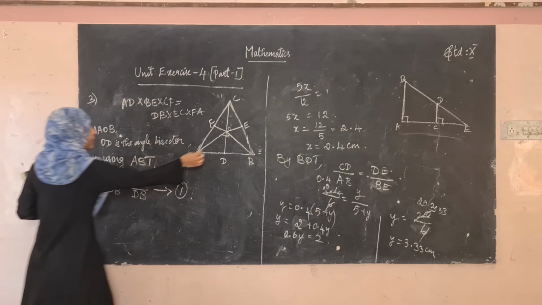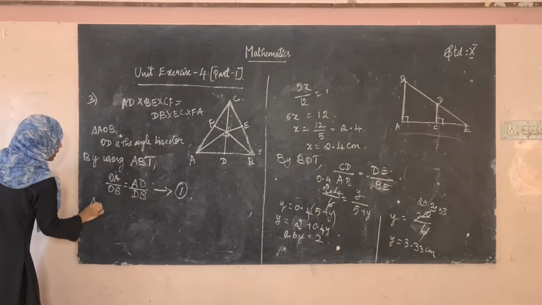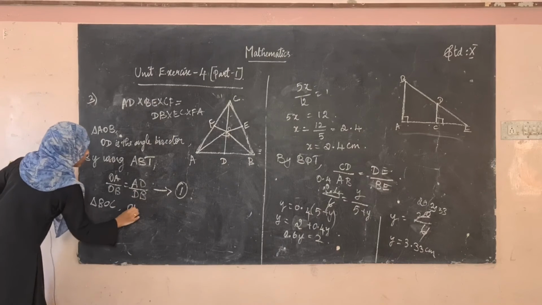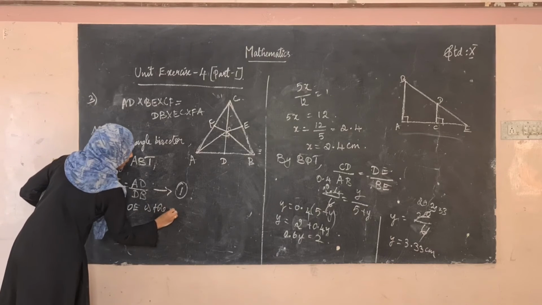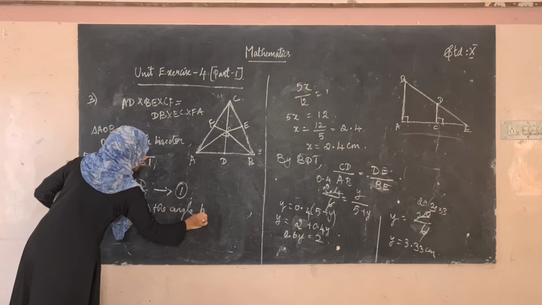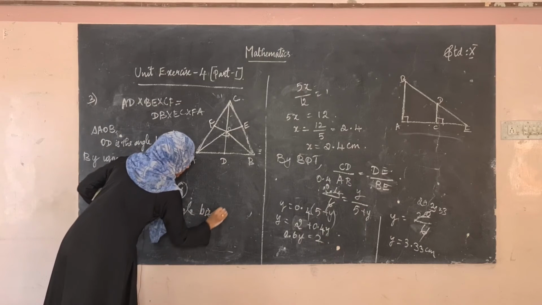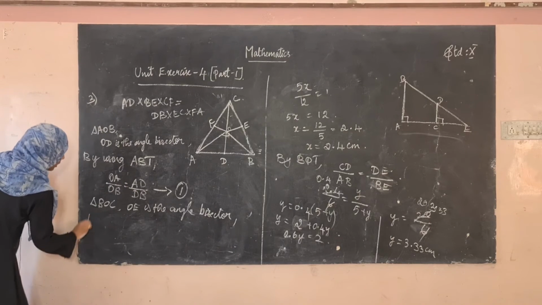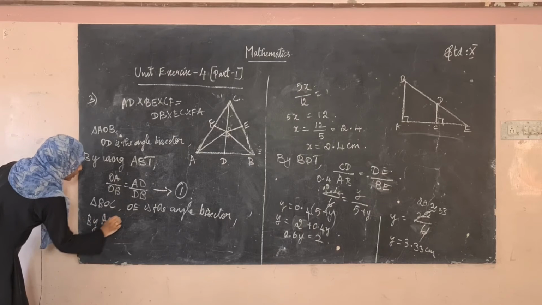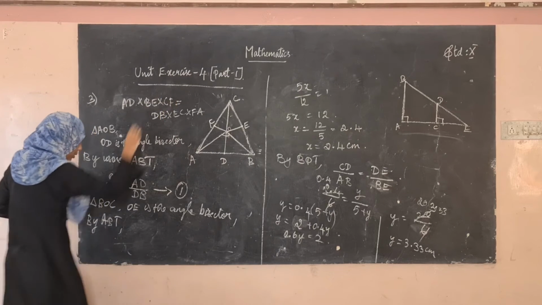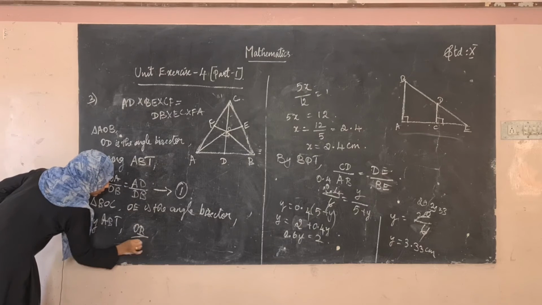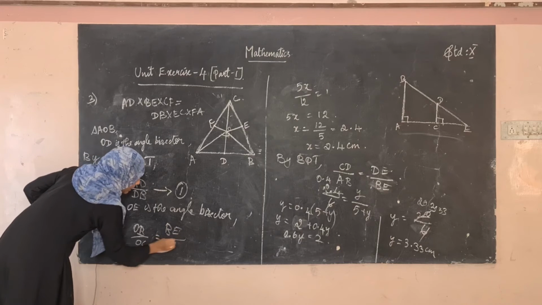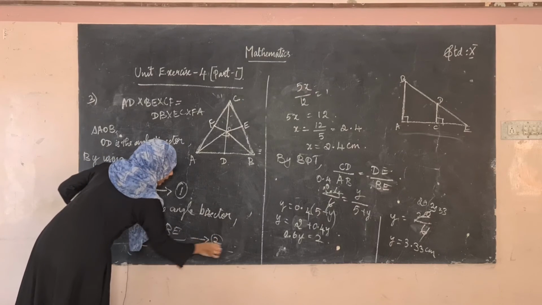Okay, and again take this triangle BOC. In triangle BOC, what's the angle bisector there? OE is the angle bisector. So what we can write by angle bisector theorem? We can take OB divided by OC is equal to BE divided by EC. Now take this as the second equation.